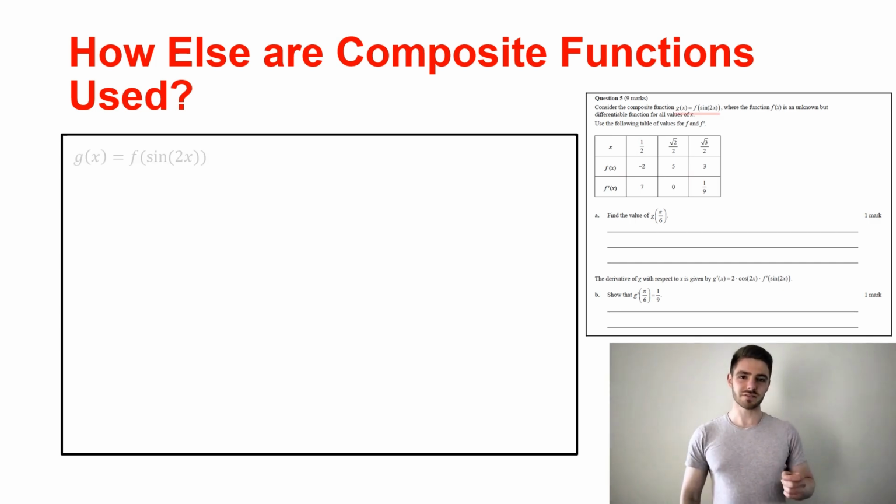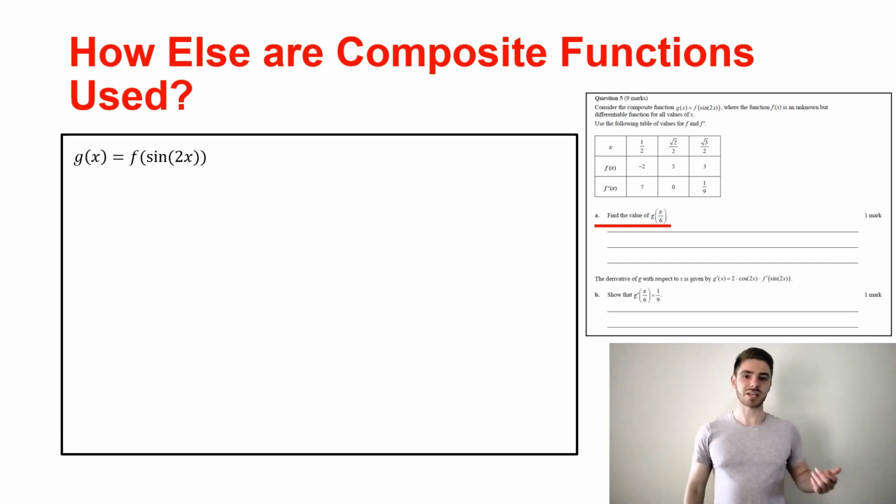First, we're told that g of x is a composite function f of sine 2x. But we aren't told what f of x is. Instead, we're given this table of known values that links specific values of x to the functions f of x and f dash of x. The first part is simply asking us to find what is g of pi on 6.